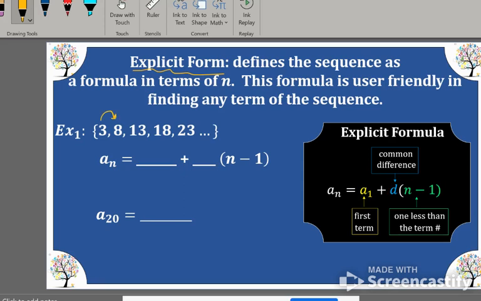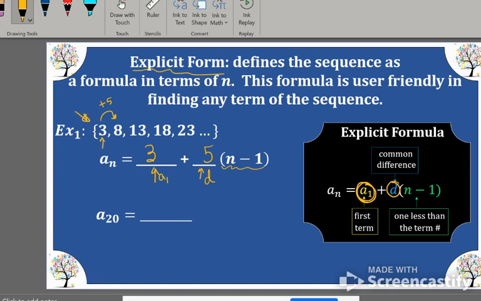Our common difference is plus 5. And our first term, a sub 1, is 3. So our explicit formula, you tell the reader where to start, the first term, plus your common difference, and then n minus 1 is simply part of explicit formula. So we are filling in our a sub 1 value, that goes here, that's the first term of your sequence, plus, and then we have our common difference. So let's write this. This is a sub 1, and this value is our common difference, and then it's always times n minus 1. So this is the explicit form for this sequence.